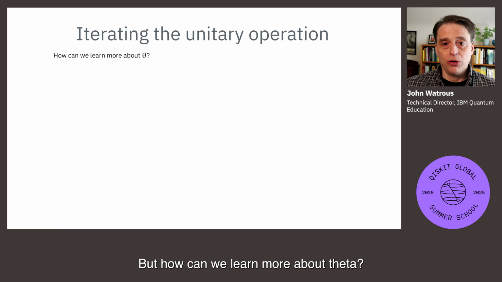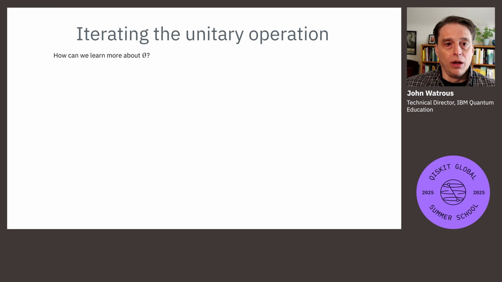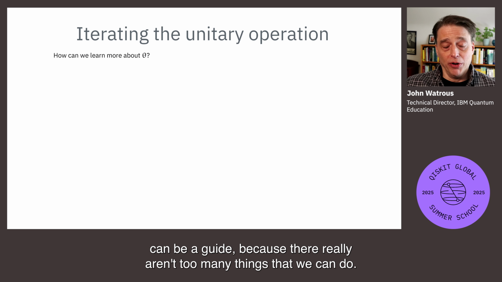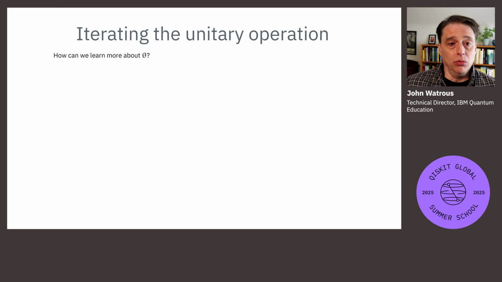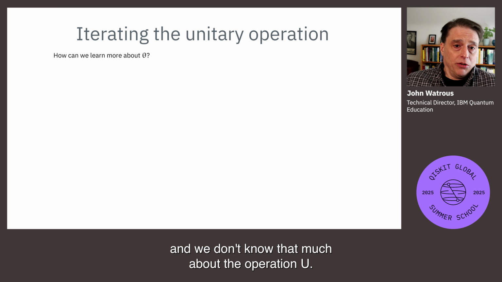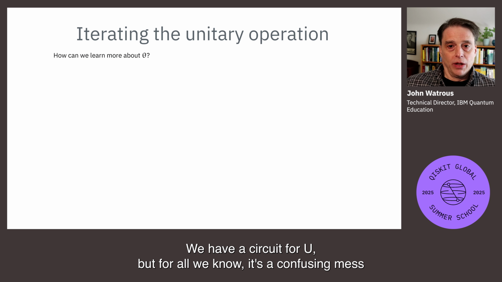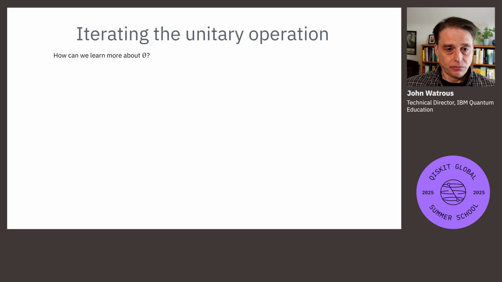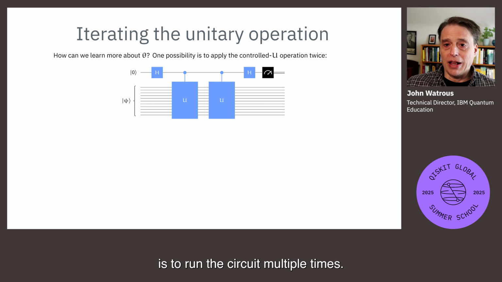But how can we learn more about theta? Well, this is the kind of situation in which I like to say that ignorance can be a guide, because there really aren't too many things that we can do. We don't know much of anything about the eigenvector psi, and we don't know that much about the operation U. We have a circuit for U, but for all we know, it's a confusing mess that we wouldn't be able to make any sense of if we were to try to examine it. But one very simple and natural option is to run the circuit multiple times.